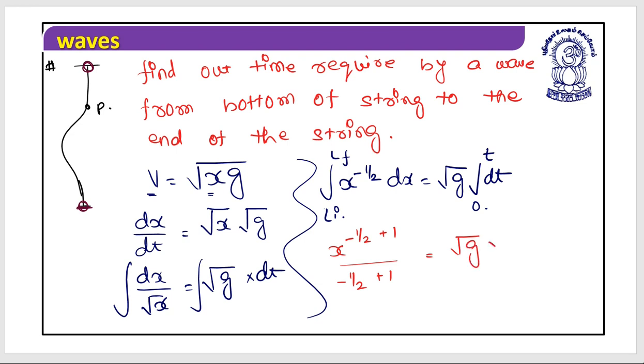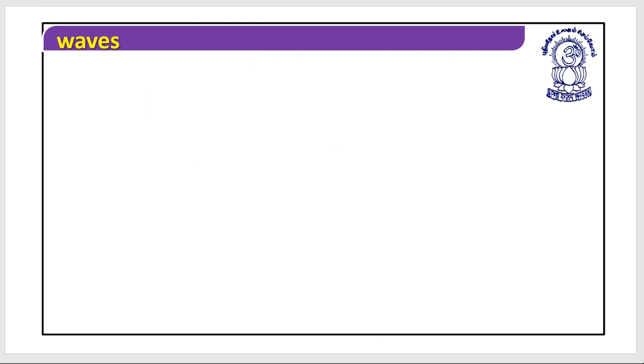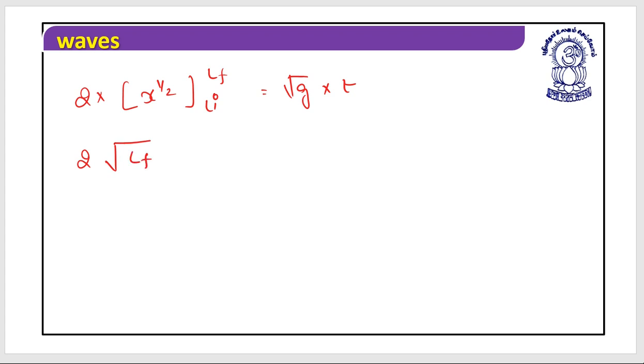This is equal to root of g into t, from 0 to t. So this is minus half plus 1, plus half, divided by minus half plus 1. This is equal to half root of g into t. And this is 2b from Li to Lf. So from this it's 2 under root of x from Li to Lf, equal to root of g into t. So this is 2 under root of L final minus root of L initial.